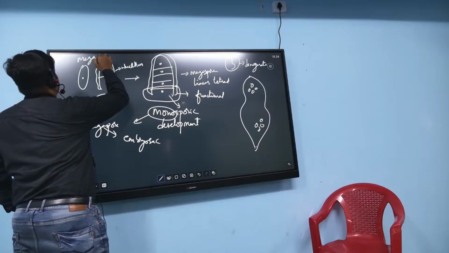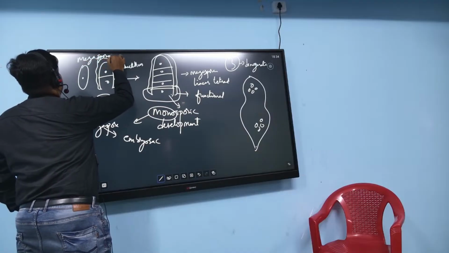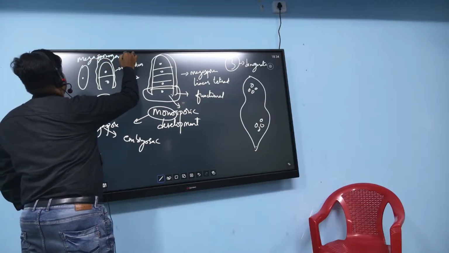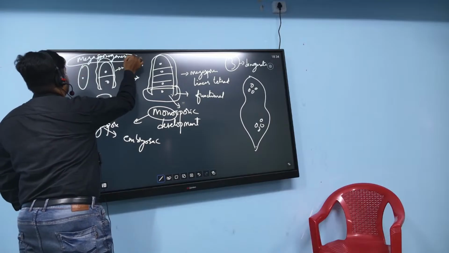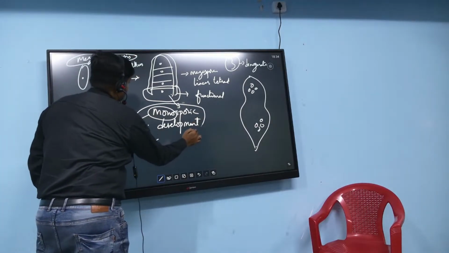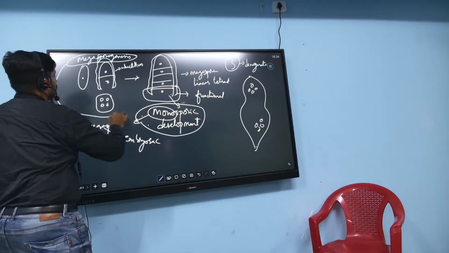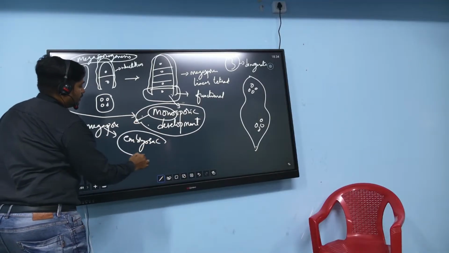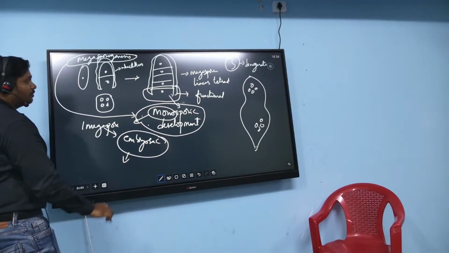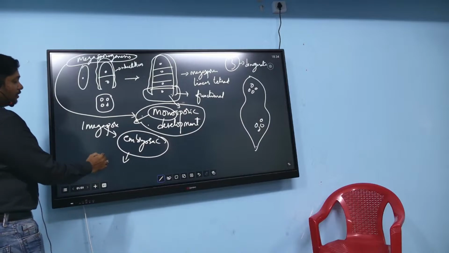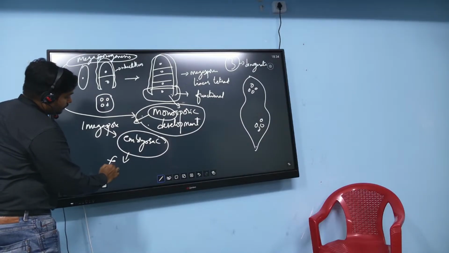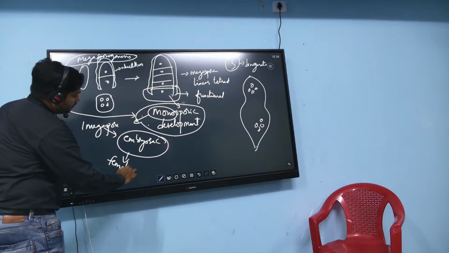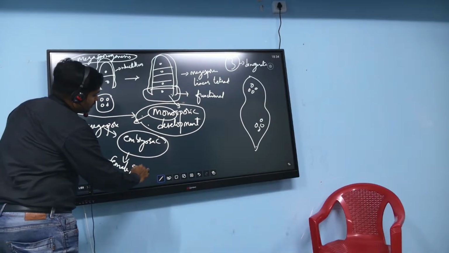Megasporogenesis. This will lead to formation of monosporic development, and monosporic development will lead to the formation of the embryo sac, and this embryo sac is the female gametophyte.